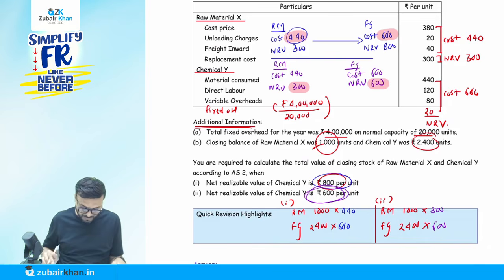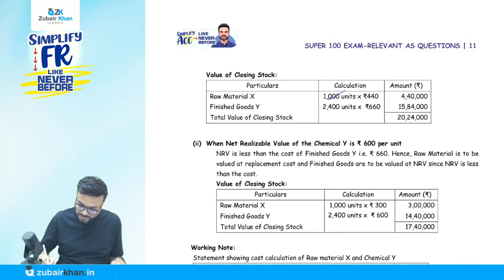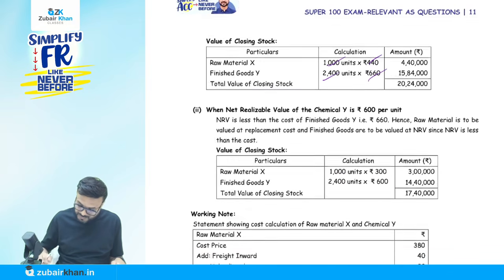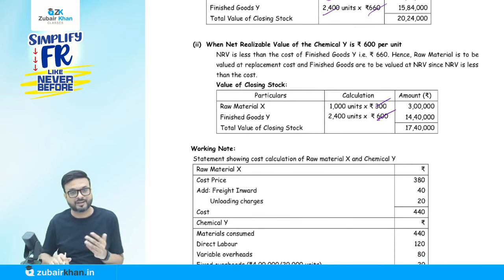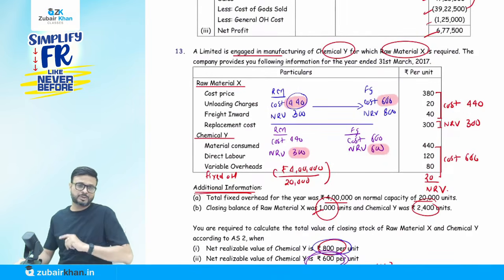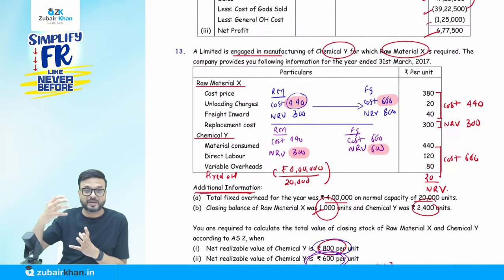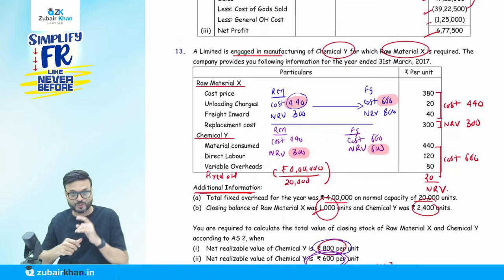Like that they have done the calculation here. First case, 1000 multiplied by 440, this 660, correct. Second, here 300 and 600. And I will make a separate video on how to write answers in the exam, a very smart but easy way. I will make a separate video on how to write accounting standard questions in the examination.